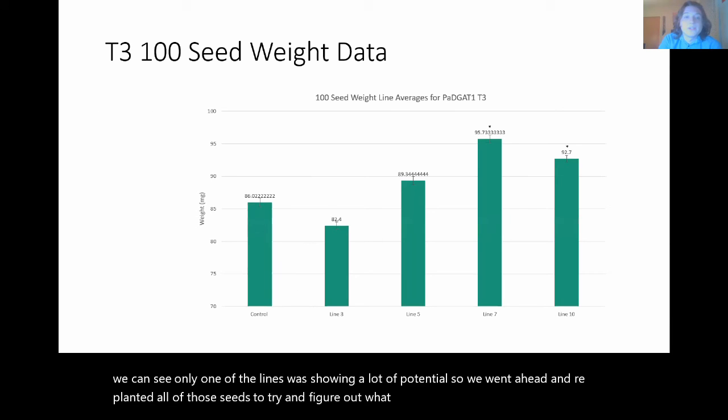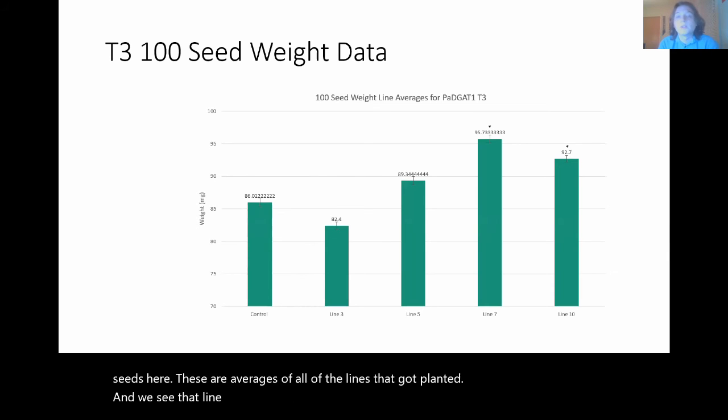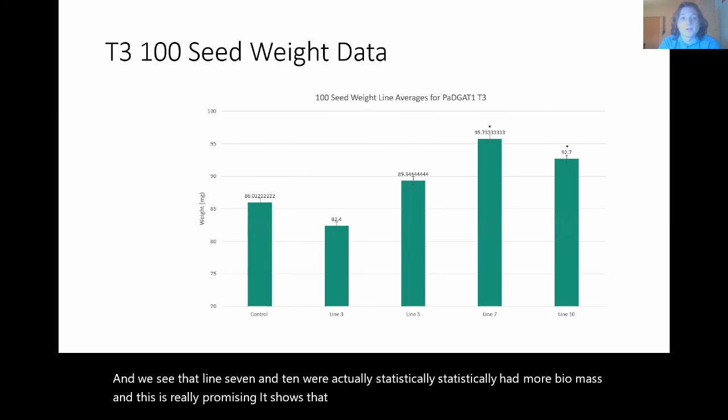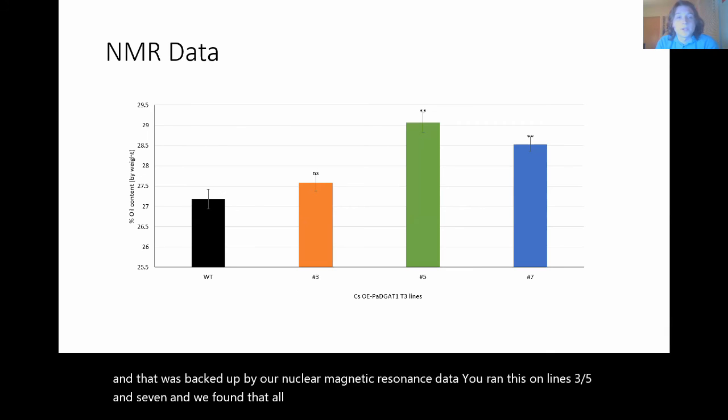So we went ahead and we planted all of those seeds to try and figure out what was going on. And then we have our T3 seeds here. These are averages of all of the lines that got planted. And we see that lines 7 and 10 statistically had more biomass. And this is really promising. It shows that potentially they have a higher concentration of oil. And that was backed up by our nuclear magnetic resonance data. We ran this on lines 3, 5, and 7, and we found that all actually increased the oil concentration between 1 and 2%, but lines 5 and 7 were statistically significant by a good bit, and that's really exciting.